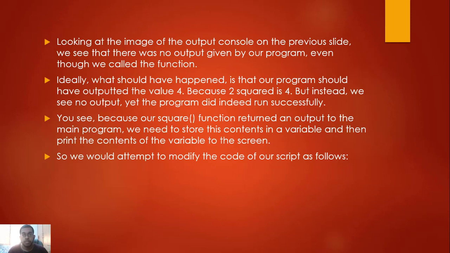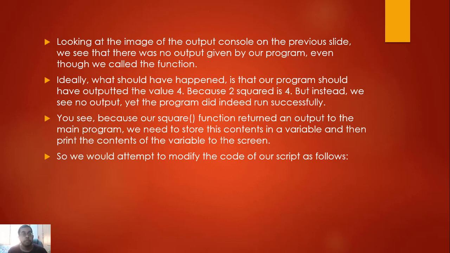Looking at the image of the output console on the previous slide, we see that there was no output given by our program even though we called the function. Ideally, what should have happened is that our program should have outputted the value 4 because 2 squared is 4. But instead, we see no output, yet the program did indeed run successfully.